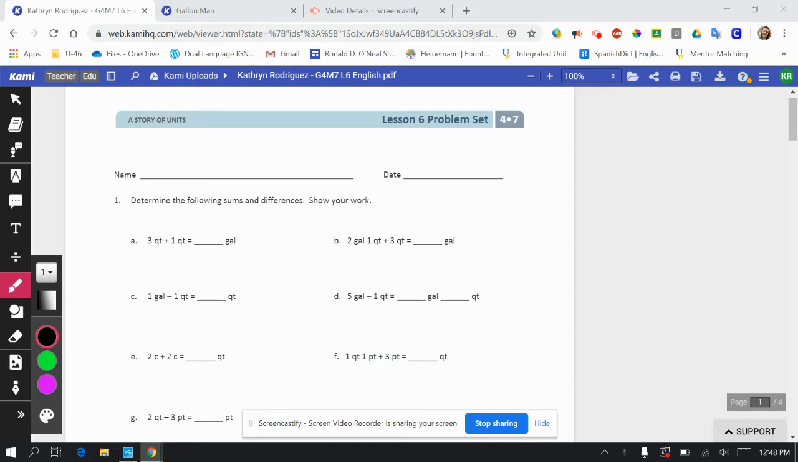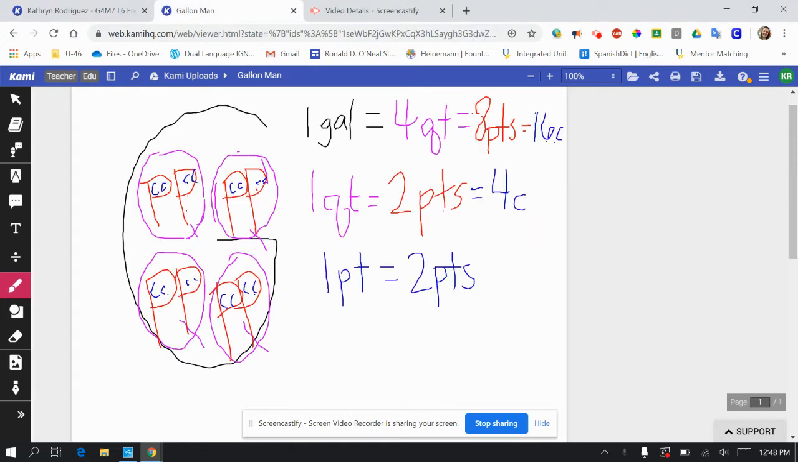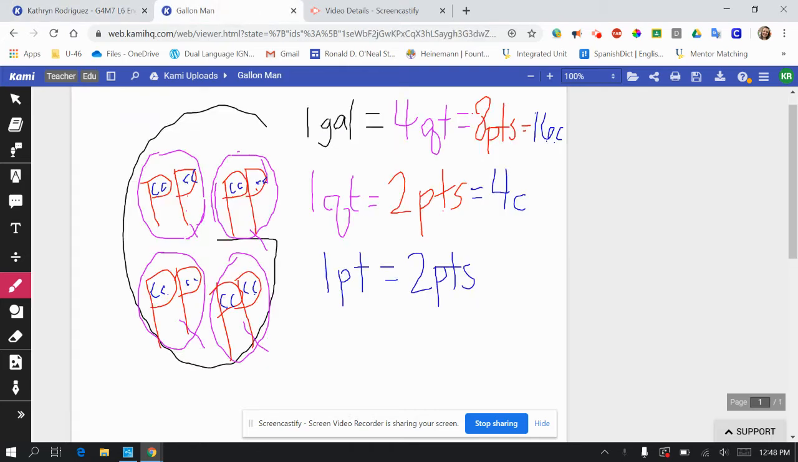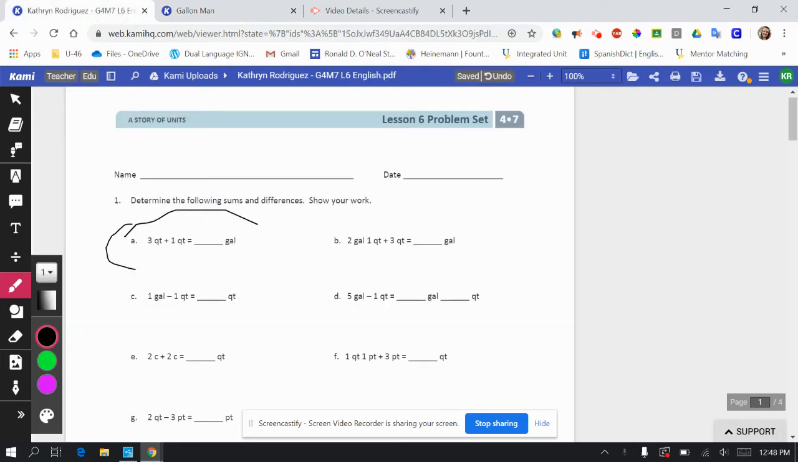If you have not yet done the Gallon Man video with me, please jump over to that video and then come back to the problem set video. The reason for that is, as we're working on these problems, we will be referring to the Gallon Man. And if you did not do that video with me, then you might be a little confused, okay? We never ever want you to feel confused. We always want you to know what's going on.